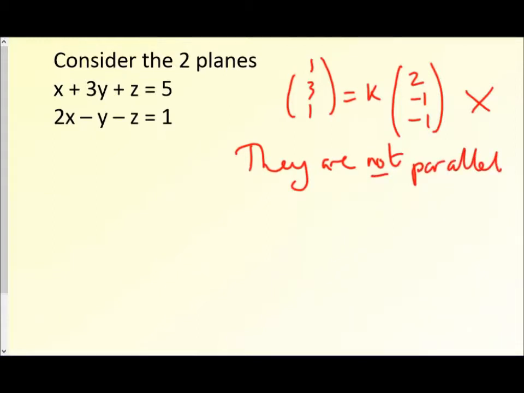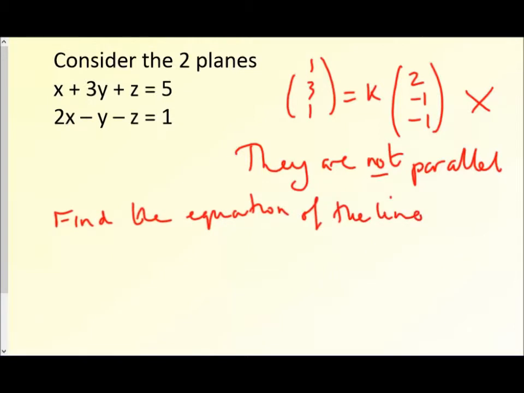Now then, if they're not parallel, that means that they must meet. So, as we said before, if they meet, two planes are going to meet at a line. And what we've got to do here is find the equation of the line.